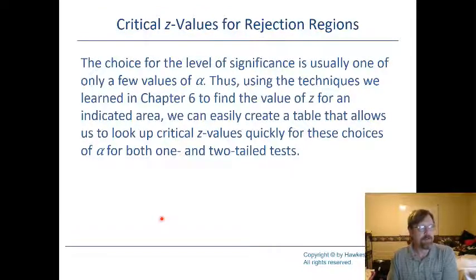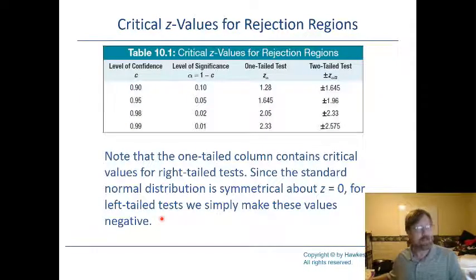Usually there are only a few values of alpha that are used. We had them in Chapter 6. There was a table in Chapter 6 that covered that. That table has been recreated as Table 10.1 in Chapter 10. It's on page 609.